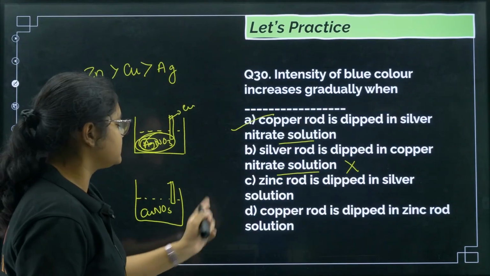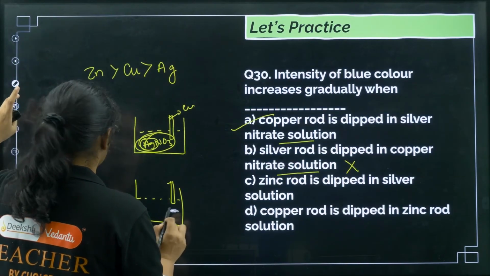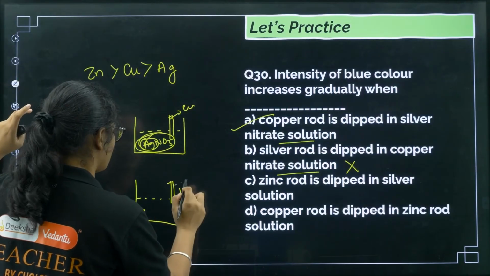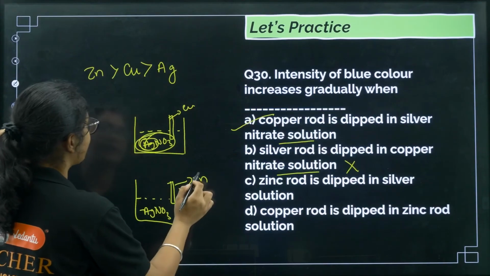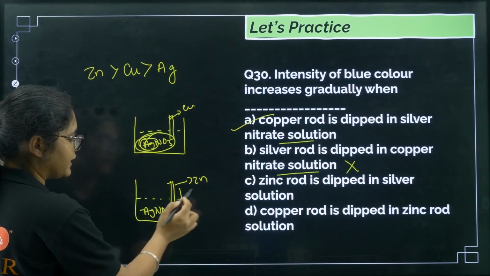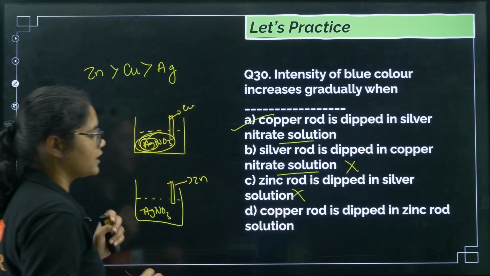Next, zinc rod is dipped in silver nitrate solution. Same thing here, we have zinc rod dipped in silver nitrate solution. So zinc can replace silver, right? We'll get zinc nitrate, but zinc nitrate is not blue in color. That is why this is also not the answer.